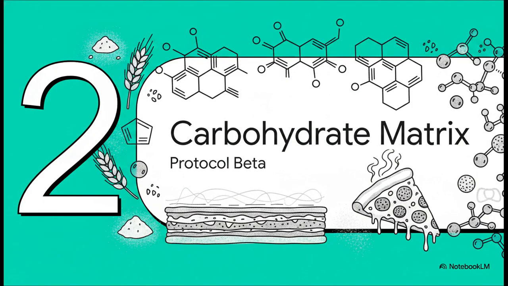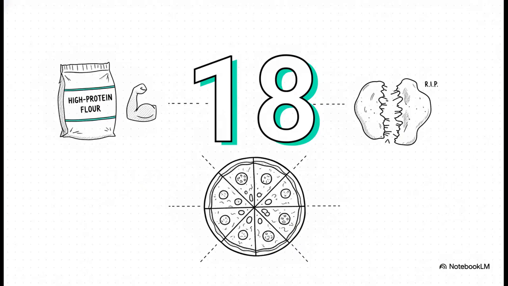Moving right along, Section 2, the carbohydrate matrix, Protocol Beta. 18. That is the diameter, in inches, of your classic New York pie. This massive 18-inch requirement is exactly why a standard artisanal dough would instantly fail. Think about it. If you try to stretch a delicate, traditional dough across a massive 18-inch span, it's going to tear right under its own weight.